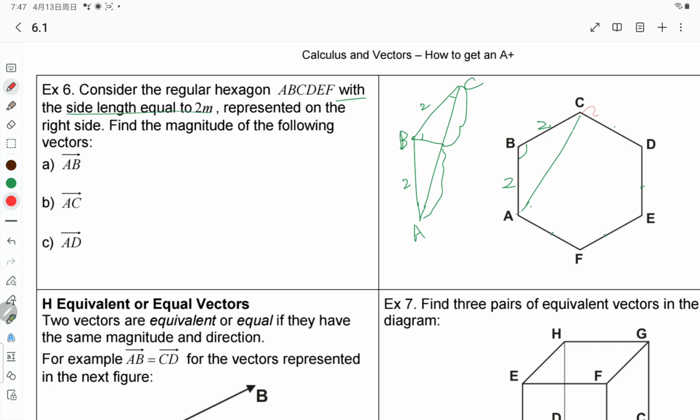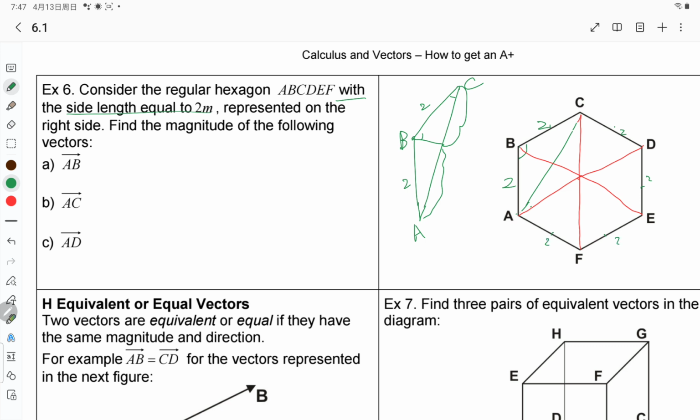And because this is a hexagon, if we're going to connect these lines, the diagonals, if I'm connecting all of the diagonals, as we know, the side lengths are all 2, so 2, 2, 2, 2. So the sides are all the same.